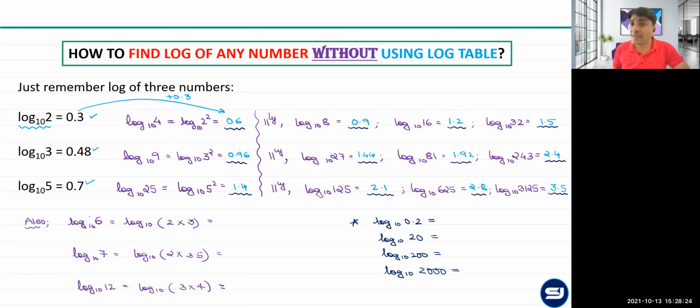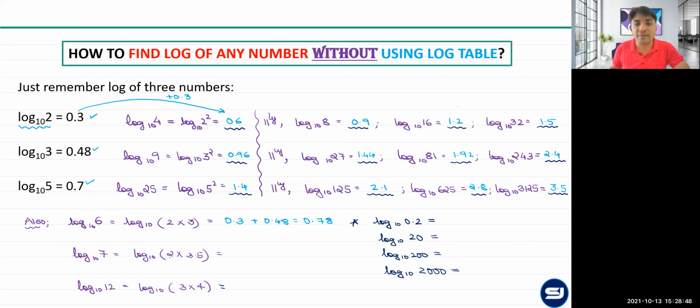Next, if you want to find the log of any number which is not a power of any specific number, just say log 6 can be found as log 2 into 3. Now, applying the log A into B rule, that is log A plus log B, now just add the log of 2, which is 0.3, and log 3, which is 0.48, which gives you 0.78. The answer for log 6.